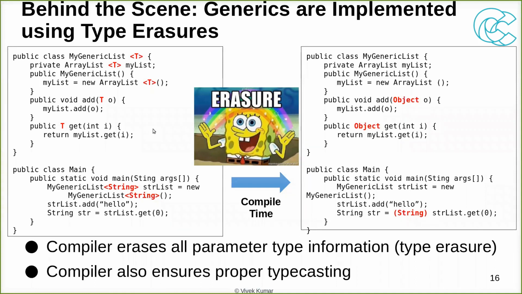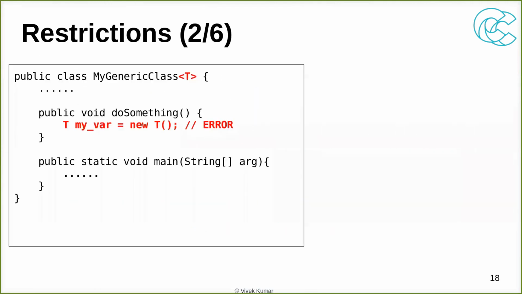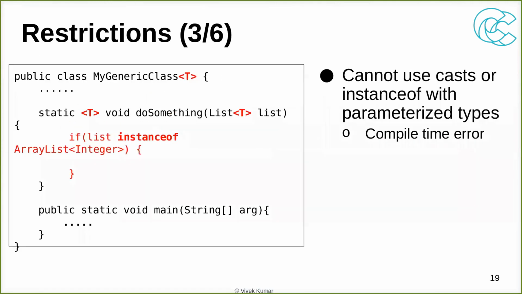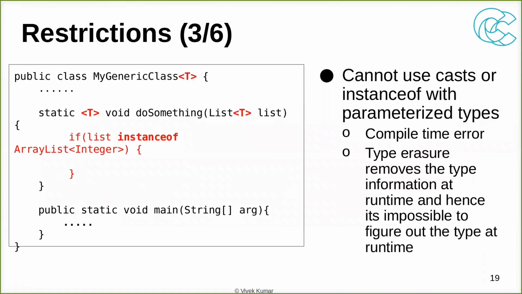Does that help? Are there any other questions? Yes, sir. Sir, can you explain the third restriction again? Yes. So in this case, you are trying to check whether the instance of this list is an integer list. So that cannot happen.